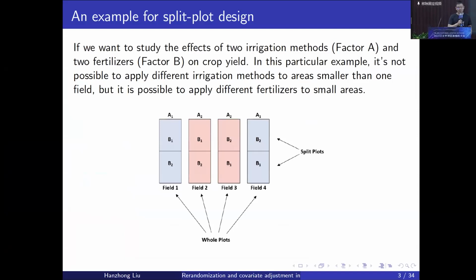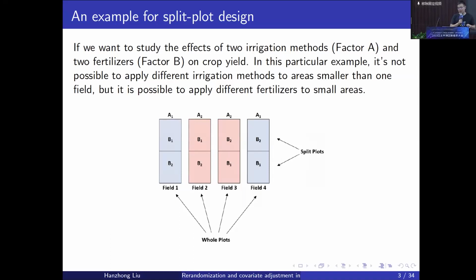Split plot design arises from agricultural science, with experimental units, often known as subplots, nested within groups, often known as whole plots. For example, if we want to study the effect of two irrigation methods, factor A, and two fertilizers, factor B, on crop yield. In this example, it is often not possible to apply different irrigation methods to an area smaller than one field, but it is possible to apply different fertilizers to smaller areas. So here, each field is a whole plot, and it is divided into smaller areas called subplots.